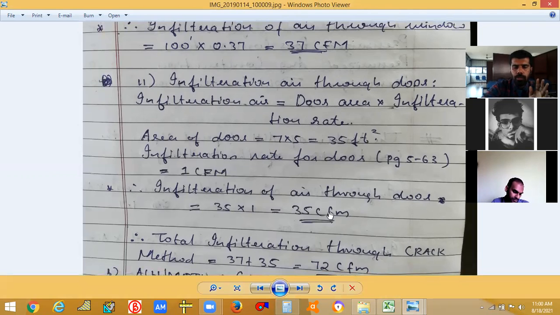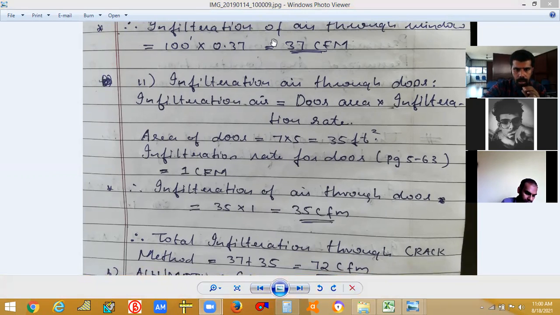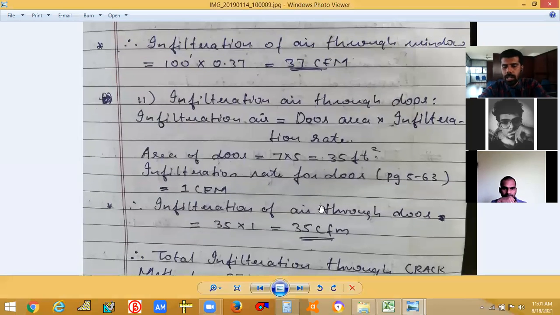Now the second method of infiltration is the ACH method, the air change per hour method. First we were dealing with the crack method, next is the ACH method. Household door infiltration is 0.5 CFM per feet square. Household in the sense a residential door. So the next method under infiltration is the ACH method. Just write the heading ACH.